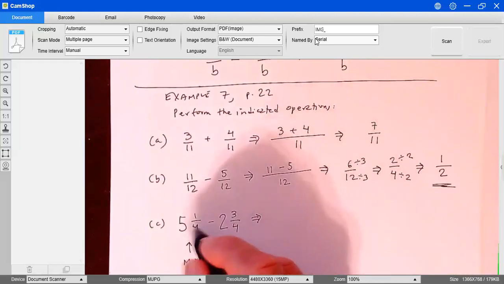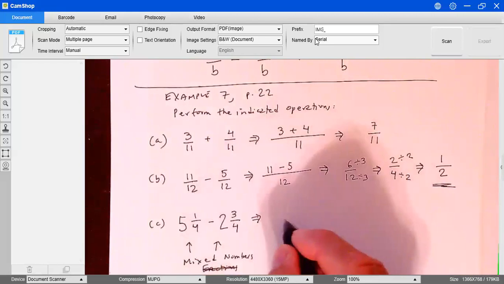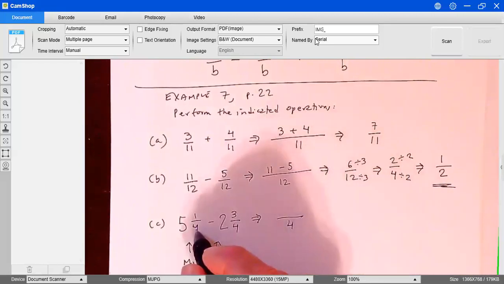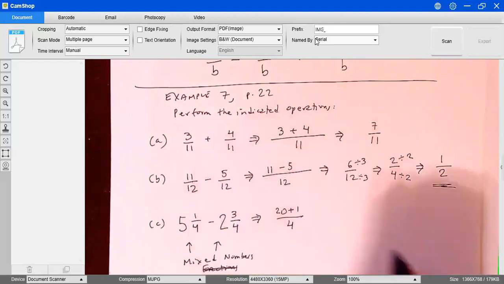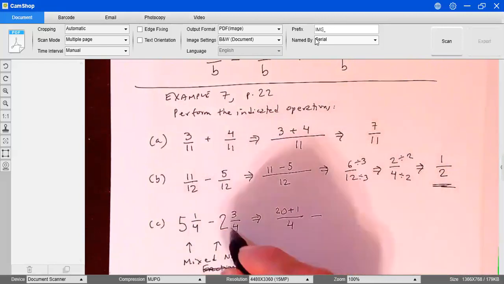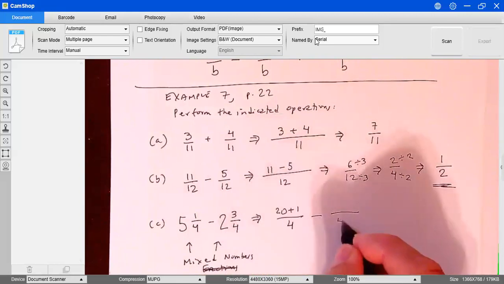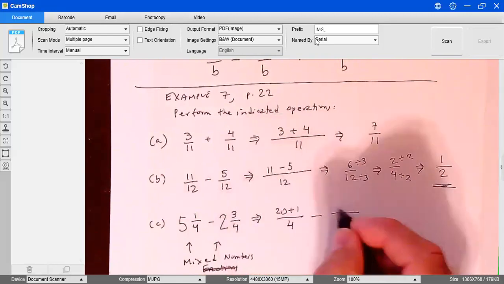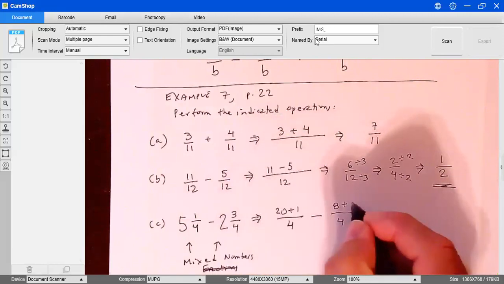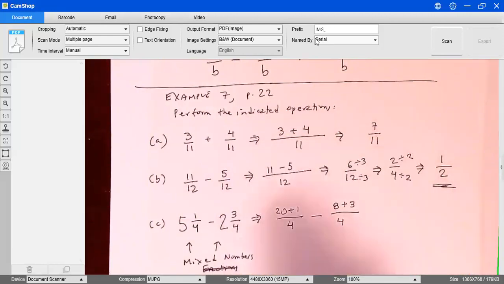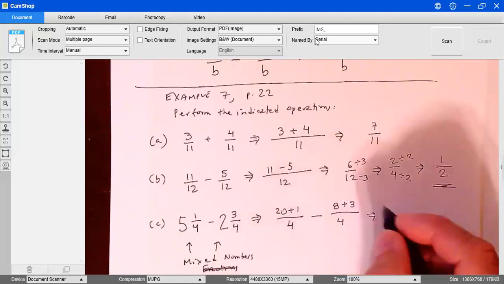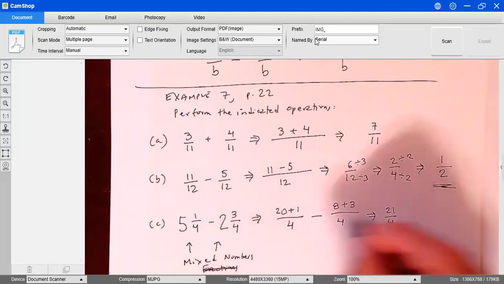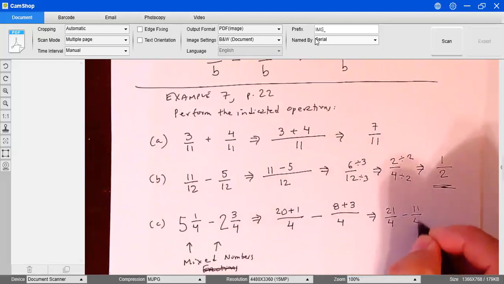You check the denominator that you have for the fraction part. Then you multiply the denominator and the whole part. So 4 times 5 is 20, and you add the numerator in the fraction part. You do the same thing with the other one. The denominator is 4, 4 times 2 is 8, and you add the numerator that was already there. Then we simplify the operations on the top of each fraction. So you have 21 over 4 minus 11 over 4.